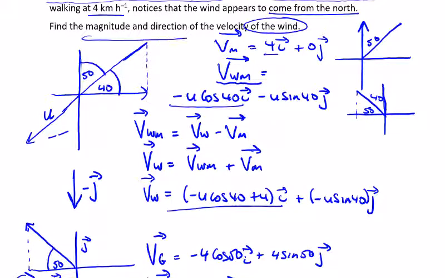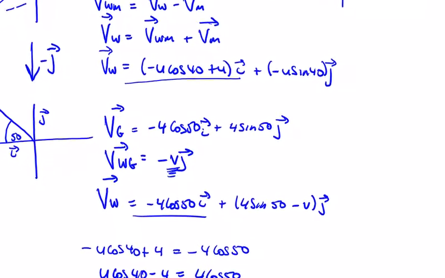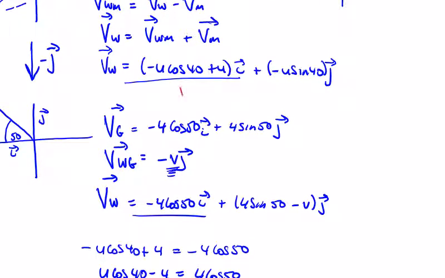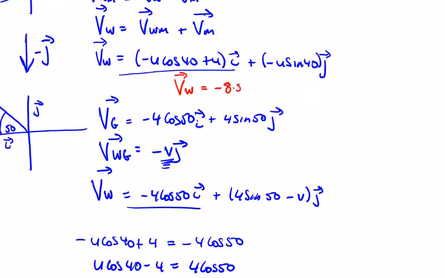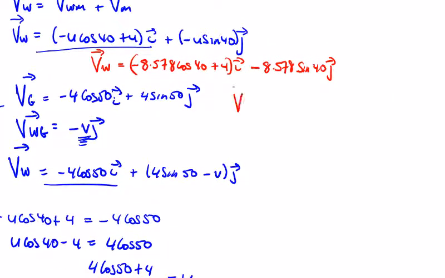What do we ask for here? The magnitude and direction. So we need to find the velocity of the wind and then get the magnitude and the direction. I'll come up here and change color so we can see the velocity of the wind. It's going to be equal to minus 8.578 cos 40 plus 4 in the I direction, and minus 8.578 sine 40 in the j direction. This gives me minus 2.57 in the I direction, probably 2.57 is enough, and then minus 5.51 in the j direction.